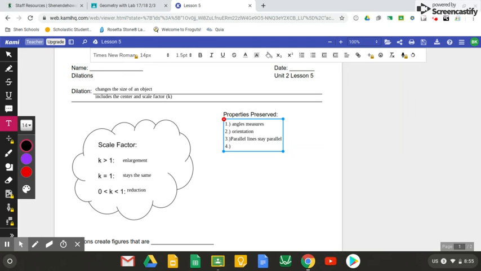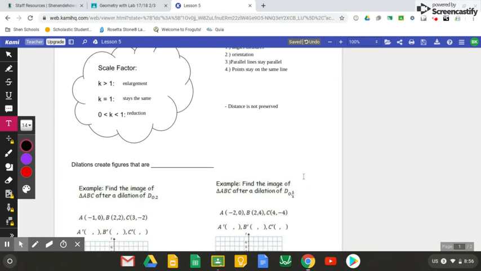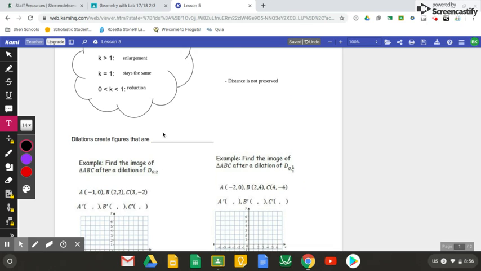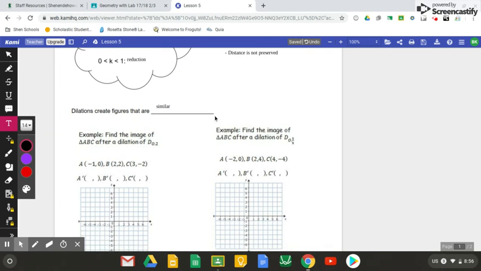And fourth one is that our points stay on the same line. So your points aren't going to magically move all over the place. Something that is not preserved, distance is not preserved, meaning your shape is going to get larger or smaller. So distance between points is going to change. Dilations make figures that are similar, and that's going to be important for us later on in the year.